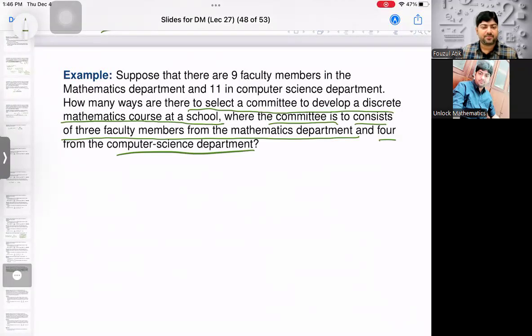So how you will do that? So you divide the task into two parts. The first part is select three mathematics faculty members from a group of 9 faculty members. How many ways you will do? C(9, 3) ways, because we know it is just a selection of 3 members from a group of 9 faculty. Then the next part is how many ways you can select 4 computer science faculty members from a group of 11 faculty members. It is C(11, 4) ways.